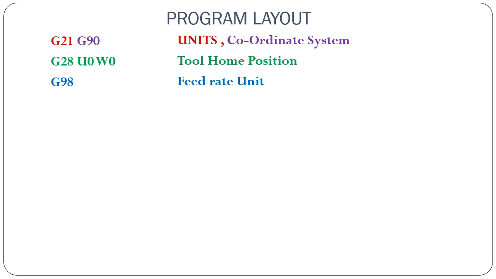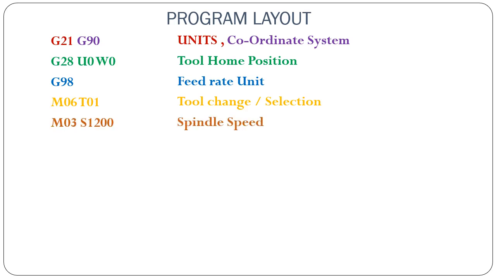The next line is to choose the tool. The code used is M06 T01. Here T01 refers to taking the first tool in the tool post. The next line is to start the spindle. The code here is M03 S1200. It says to rotate the spindle at 1200 RPM. The next lines will be the tool path program.